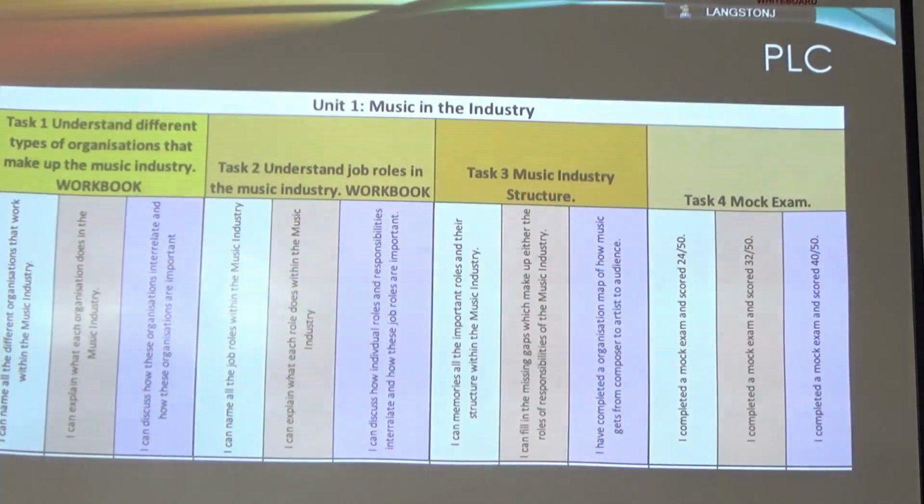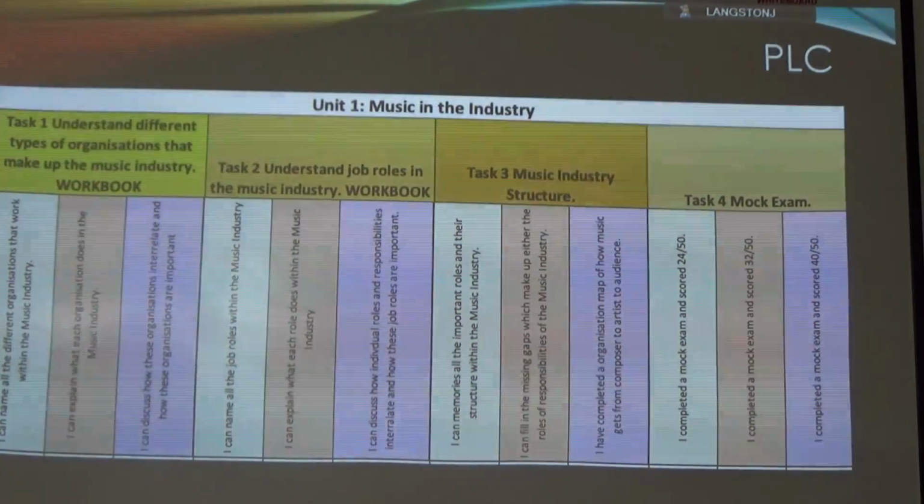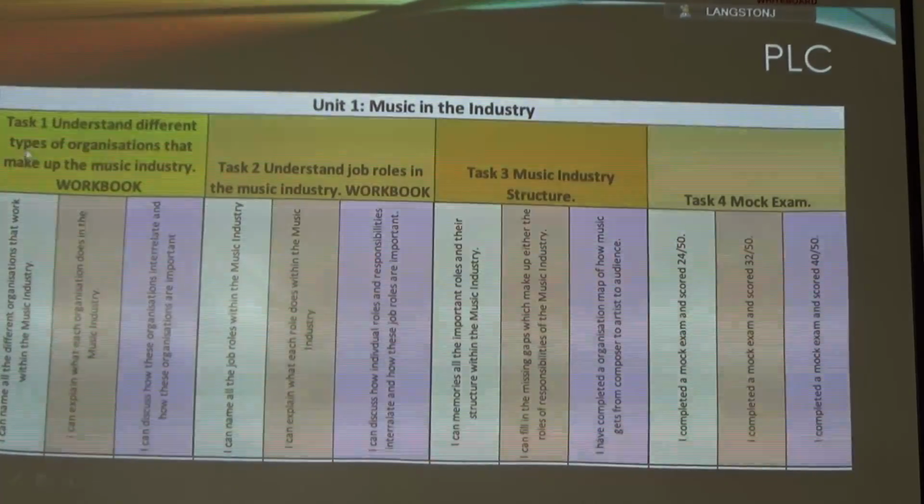Now we've got the PLC. This is the PLC that I spoke about in the last video, and these are the things I would really need you to do in order to be ready to take your music exam. This exam will take place in January. Task 1 is going through the different types of organisation that make up the music industry. These are all in your workbook and your revision guides. Task 2, understand job roles in the music industry, in your workbook again. Task 3, focus on that music structure sheet, which I linked to in one of the slides.